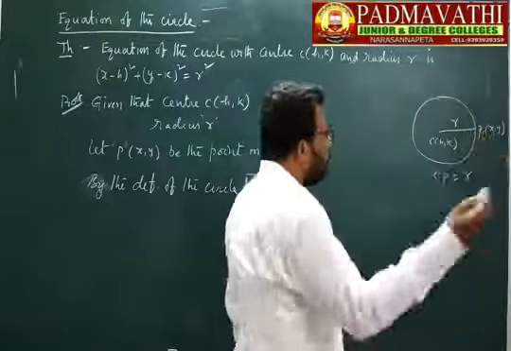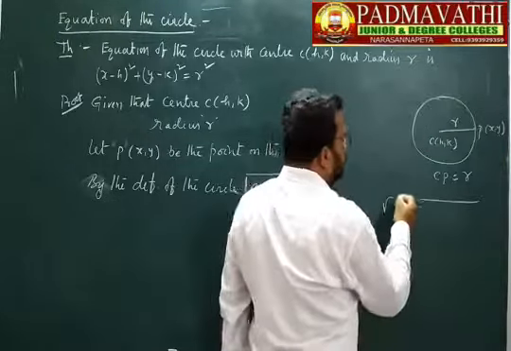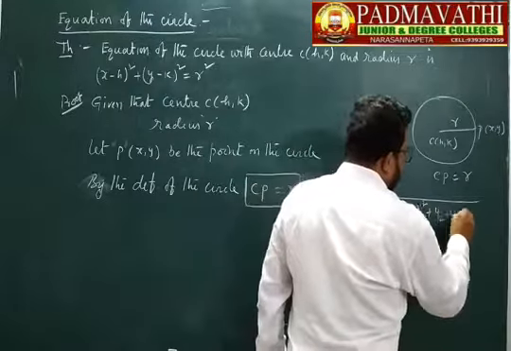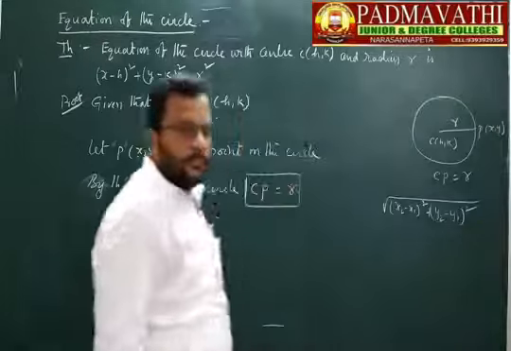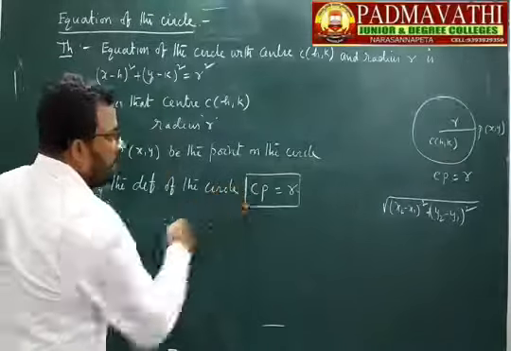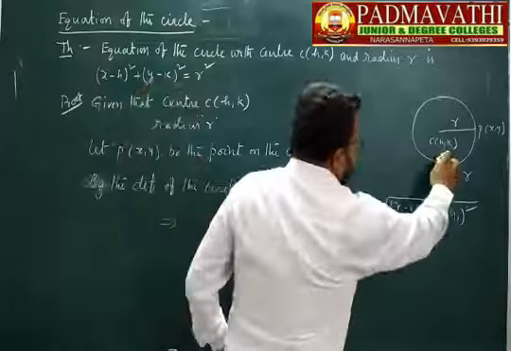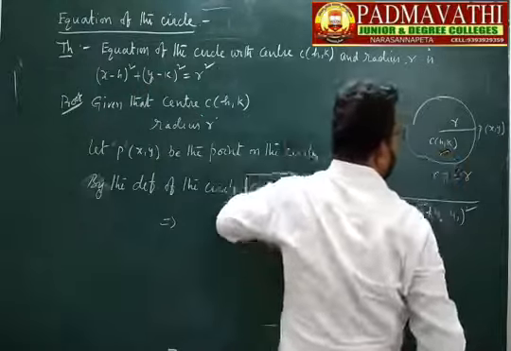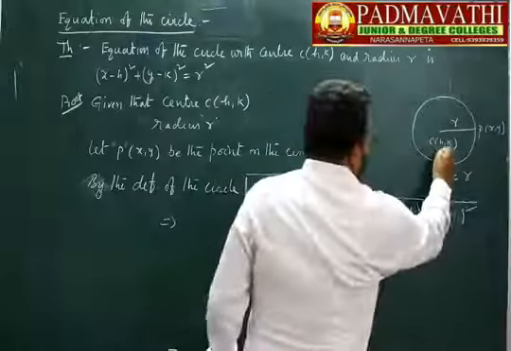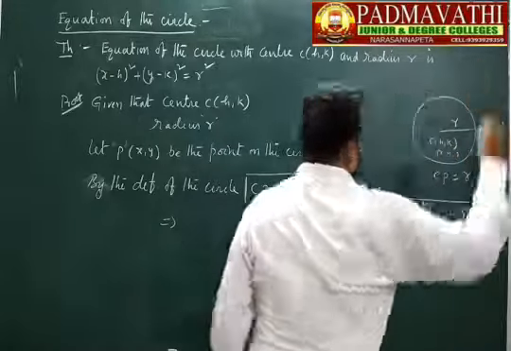We know the formula for the distance between two points: root of (x2 minus x1) whole square plus (y2 minus y1) whole square. We know the formula from the basic fundamentals of coordinate geometry. That implies CP, with x1 y1 and x2 y2.